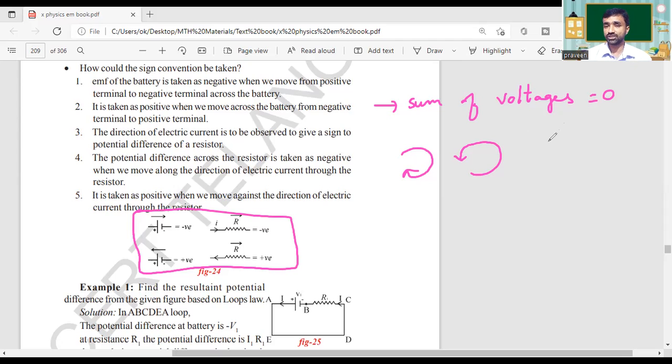Right? Through a resistor, the direction of current is important. In case of a battery, the direction of current has no importance; we just observe the terminals. If you are moving from left to right, that means negative terminal to positive terminal, take a positive sign. Positive terminal to negative terminal, negative sign. Through a resistor, along the direction of current, it is taken to be negative. Opposite to the direction of current, it is taken to be positive. So these we will follow.